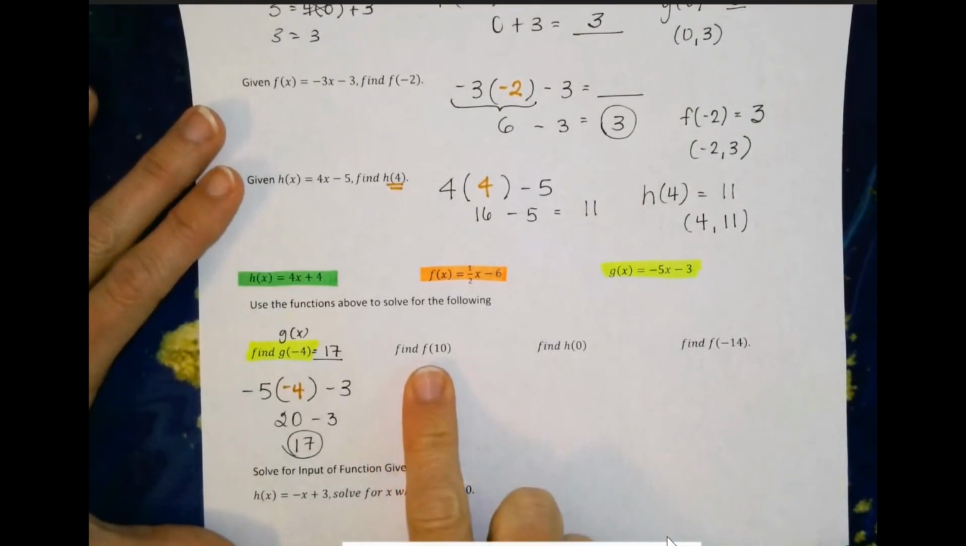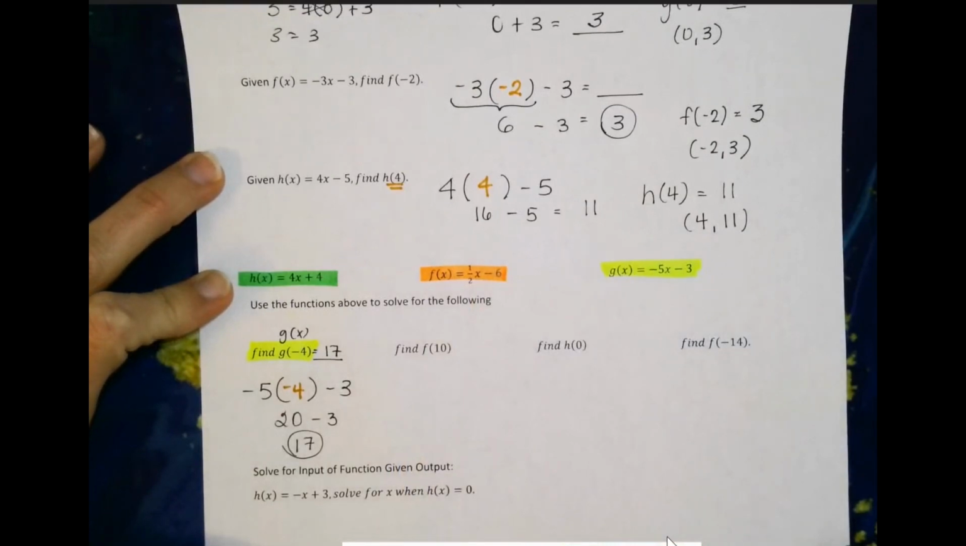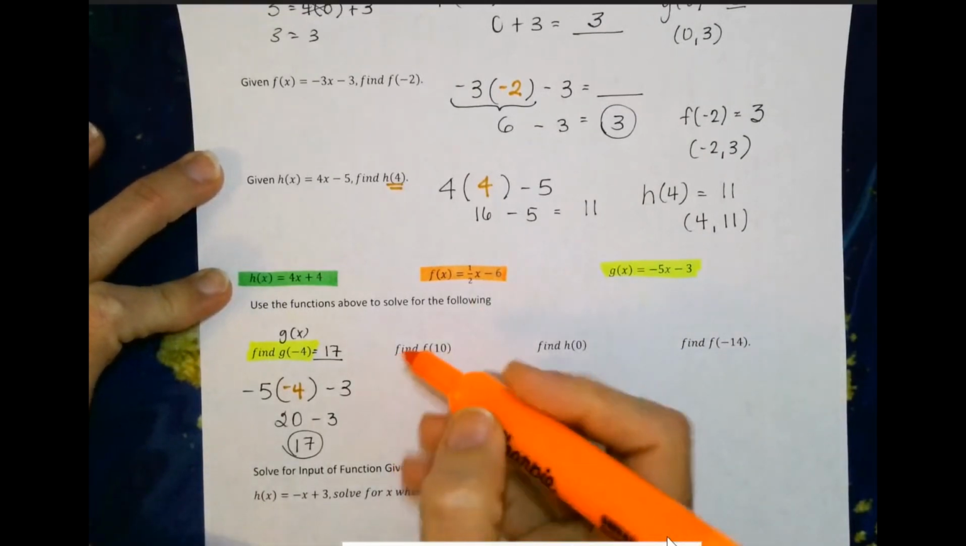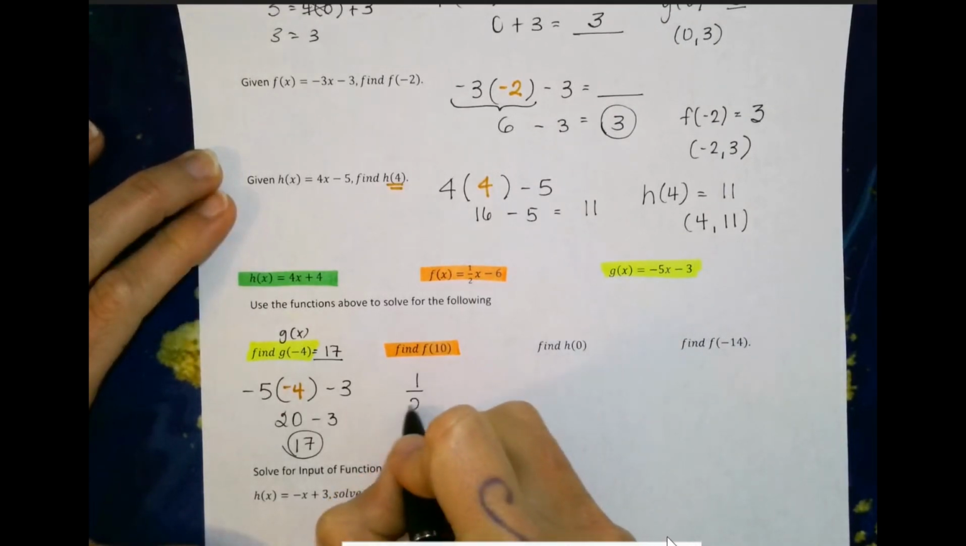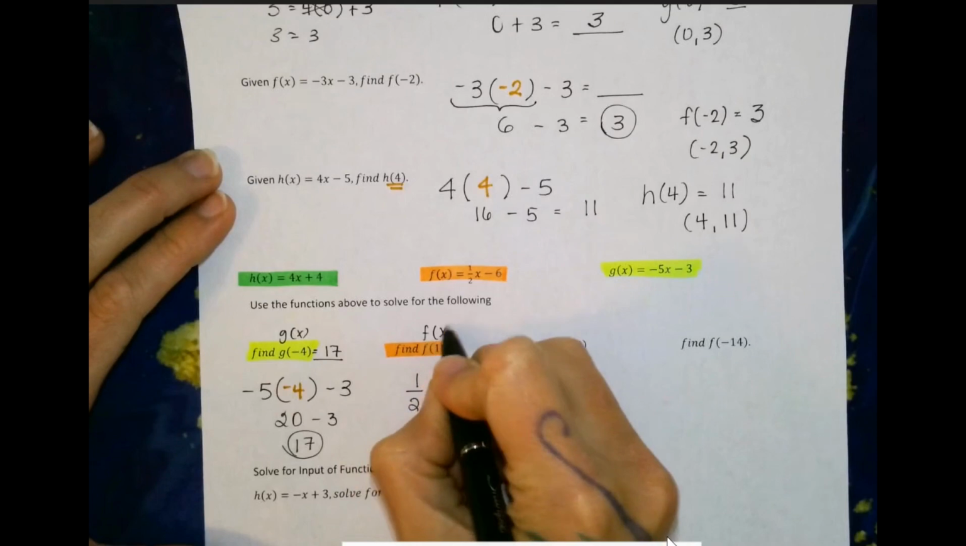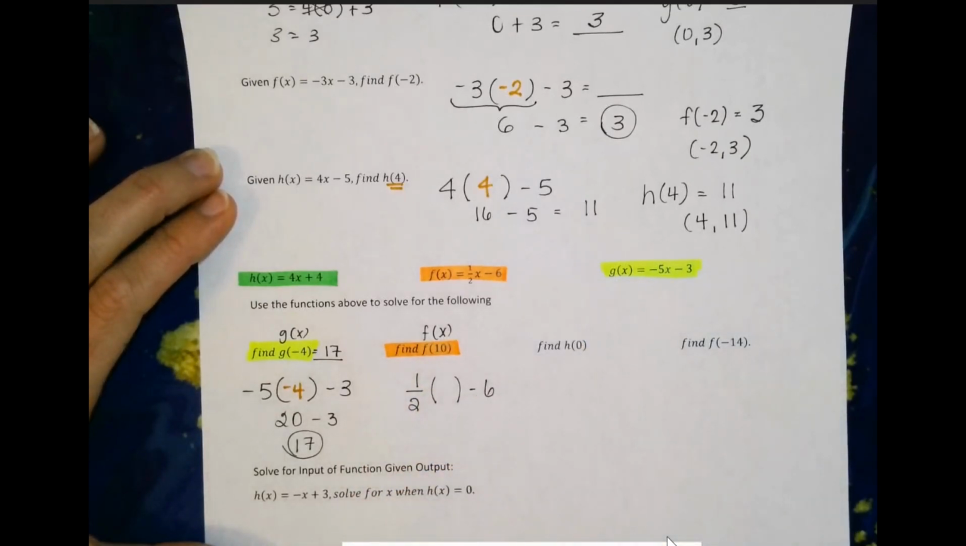So I have f of 10, green, orange, or yellow. Yep, orange, because we're going to Frank. That is asking, if x is 10 in Frank's function, what is y going to be? Only in Frank's function, because it says f of 10. So we're going to take Frank's function, 1/2. It is in the place of x. So we're going to put it in the place of x as well. So you're going to plug that 10 in there.